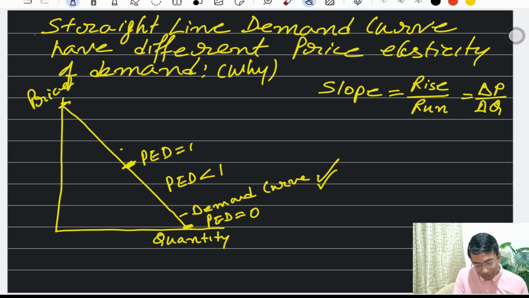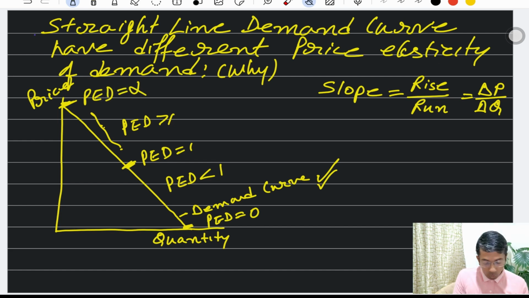Above the middle of that straight line demand curve, somewhere here, at all these points, price elasticity of demand is considered to be more than 1. And at the top, where it intersects the vertical axis, the price elasticity of demand happens to be very high, almost infinite. So these are the different price elasticities of demand. In this video, we'll try to understand why. We'll understand it in a slightly mathematical way that is going to make it super easy for everyone. Try, and then maybe you can replay this to understand the whole thing.